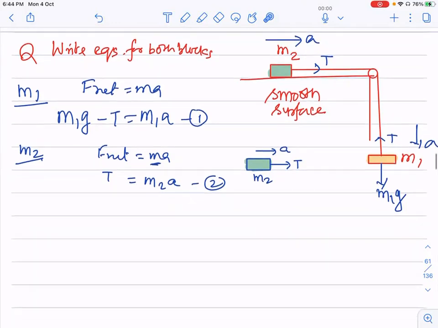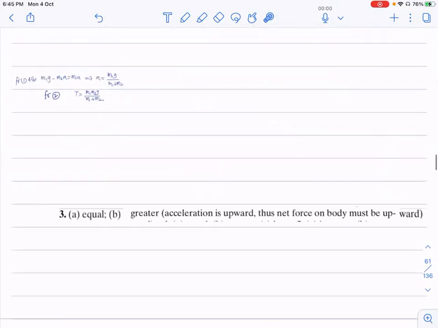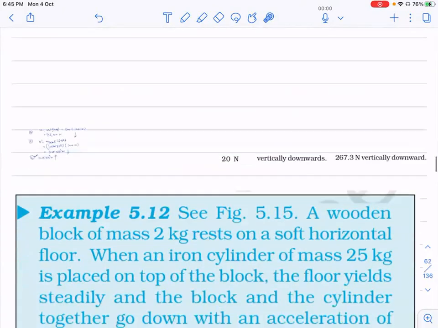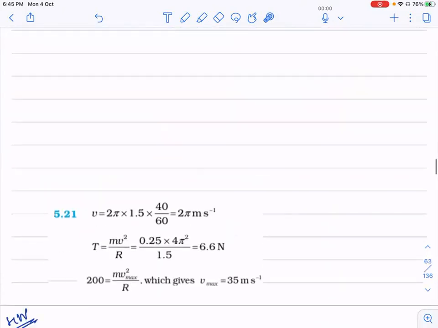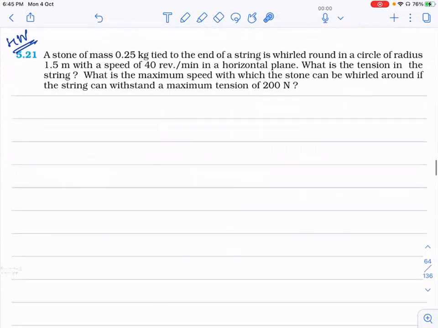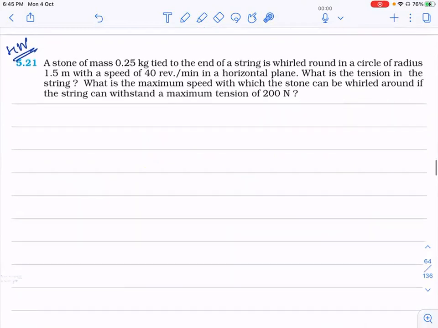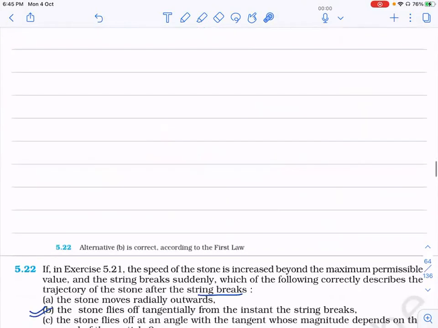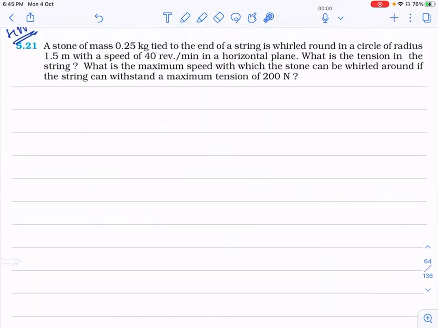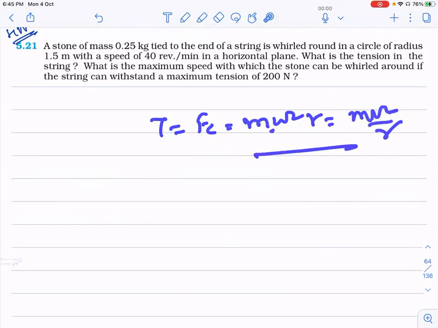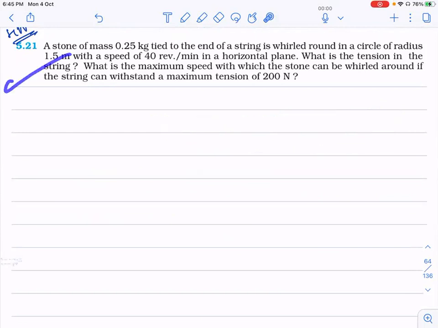All right. This solved example you can see, 5.12. And this is the homework, you can do it. Here tension will be equal to centripetal force. That will be m omega square r, which is also equal to mv square by r. You can use these formulas for this question. That's all from my side.